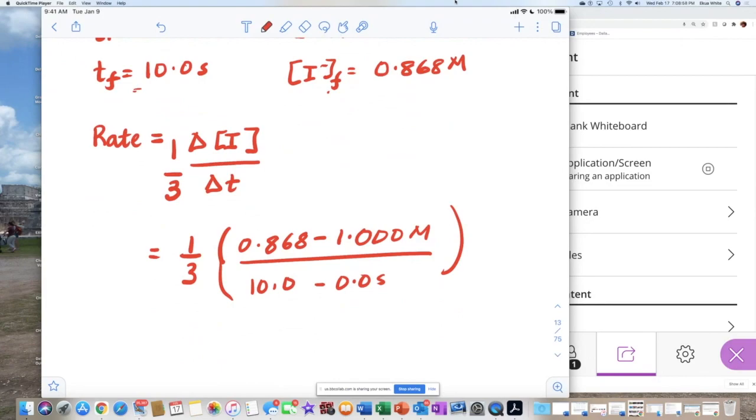So I'm going to forget the negative on purpose so you can realize that, remember, rate is always positive, so you're going to need the negative there. Just in case you forgot it, just bring it back in. 0.868 minus 1.